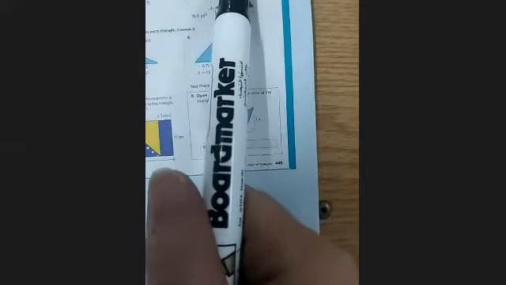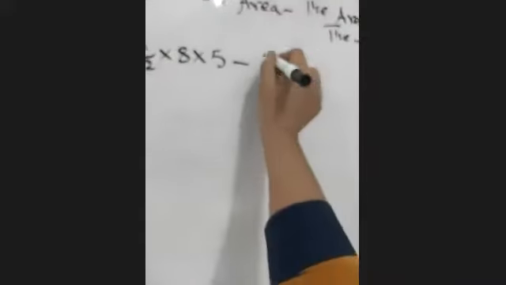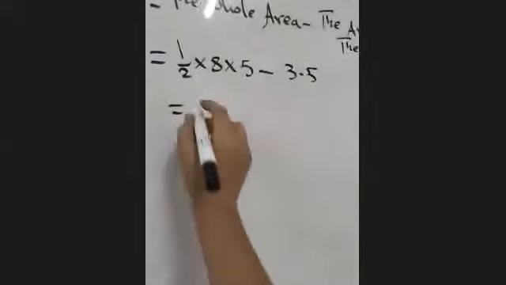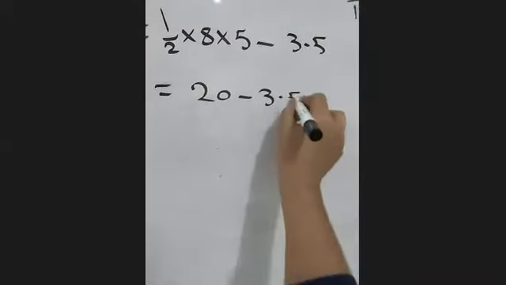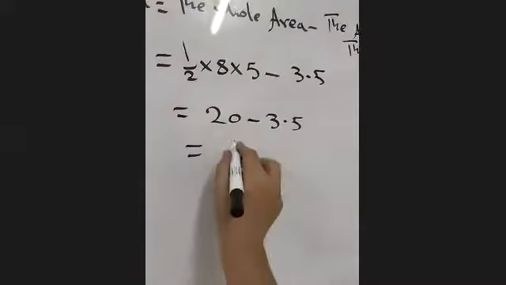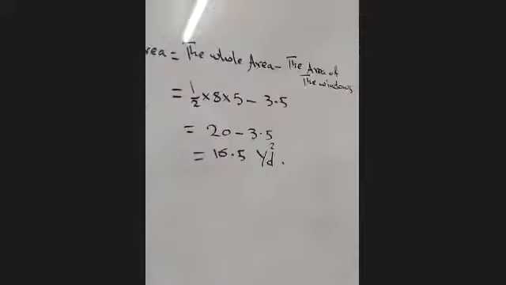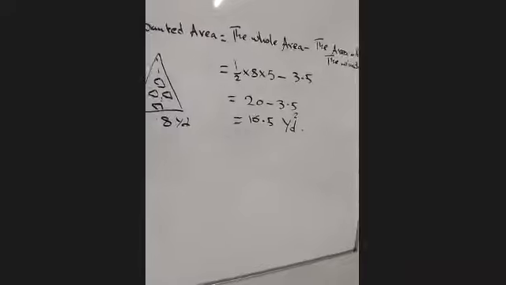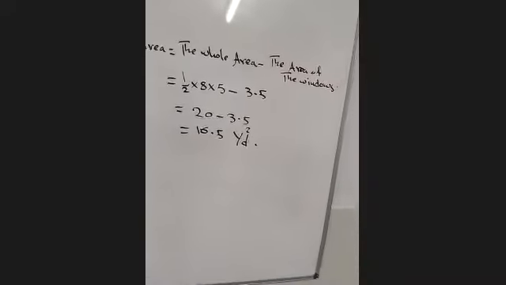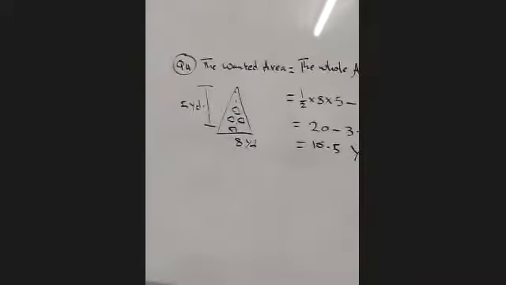Go back to the question. The area of the windows is 3.5 square yards, right? So 3.5 square yards. Half times 8 times 5 equals 20. 20 minus 3.5 is 16.5 square yards. I'm asking you, do you understand that? This is question 4.